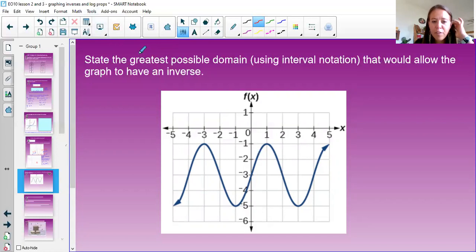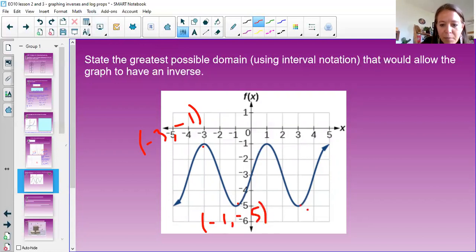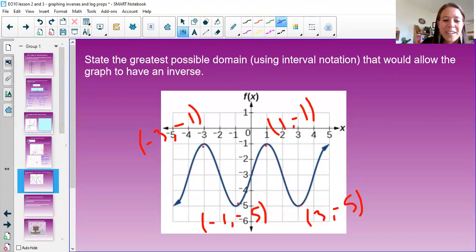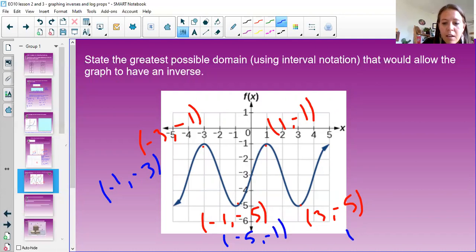Okay, so now that you've thought of a few things, I'm again going to pull out some of these points. This first point we have is -3, -1. This bottom point is -1, -5. Again, we've got maybe 3, -5, and 1, -1. All right, so if I switch these points now to find the inverse, it's going to be -1, -3, -5, -1, -5, 3, and -1, 1.